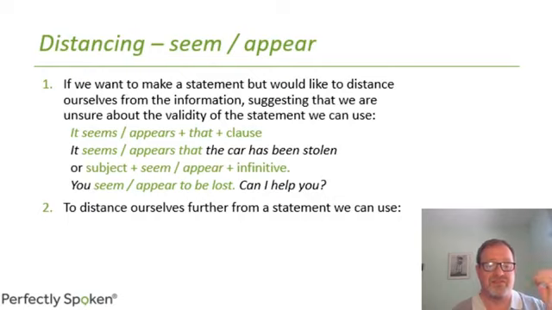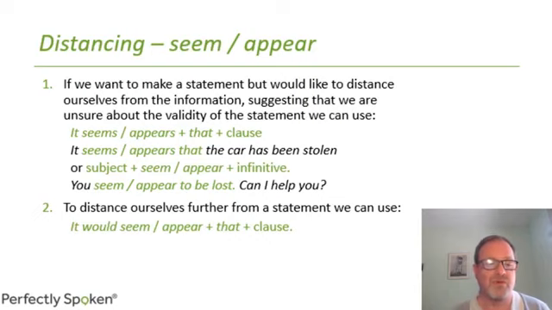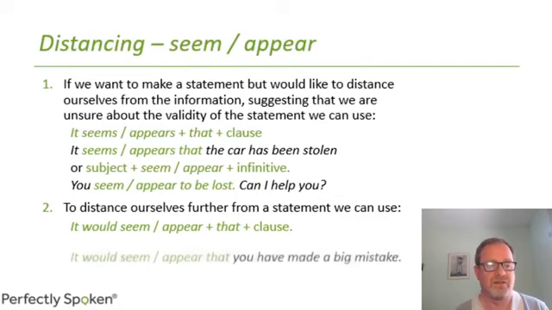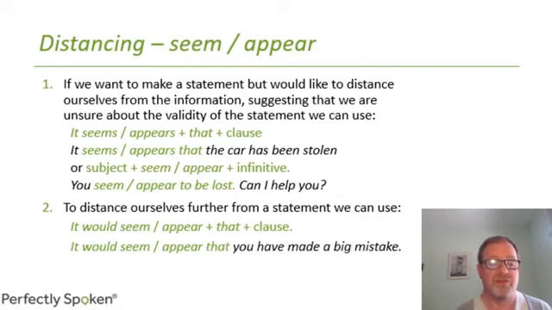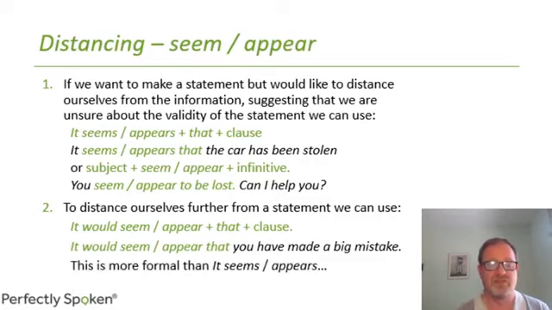To distance ourselves even further, we can use the following: it would seem or it would appear that plus clause. For example, it would seem or appear that you have made a big mistake. It's also a little bit more formal than it seems or appears, but it also distances the speaker further from the statement that's been made. Okay? So that's seem and appear.